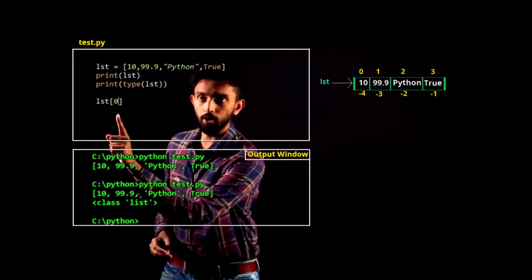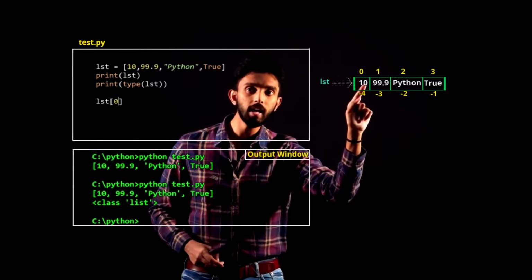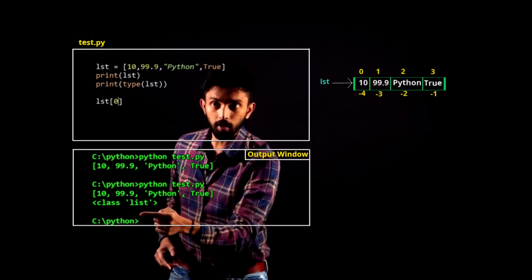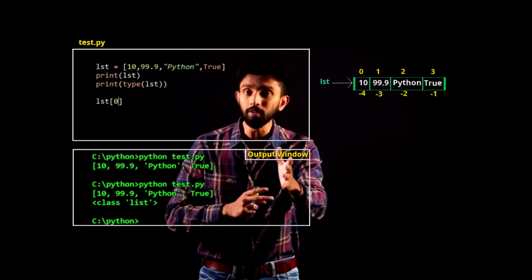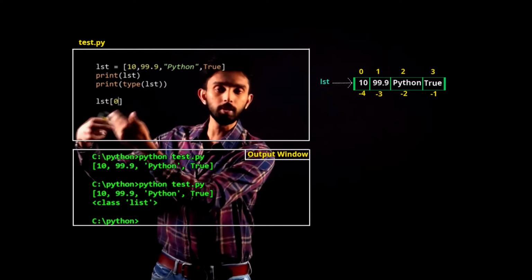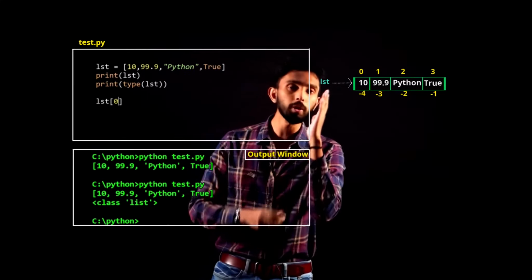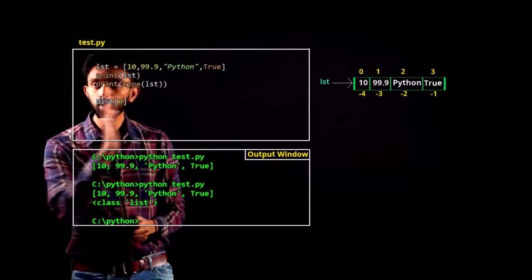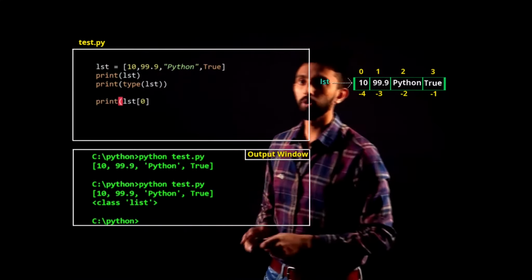If I tell 0, then see LST of 0, which element is there? 10. 10 is what you get access to. Of course, if you want it to appear here, you must print it. But it is not always necessary that you have to print it. You can do many things with this value, but first you should be able to access it. But I am just doing a simple operation of printing it, so I will put it within print like this.